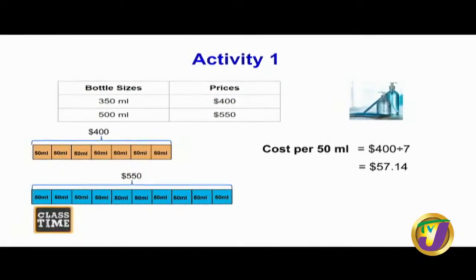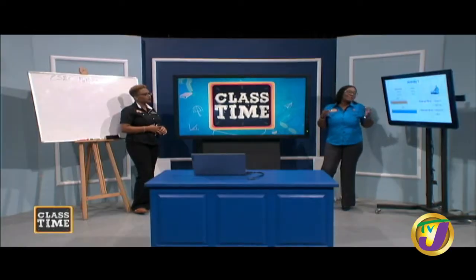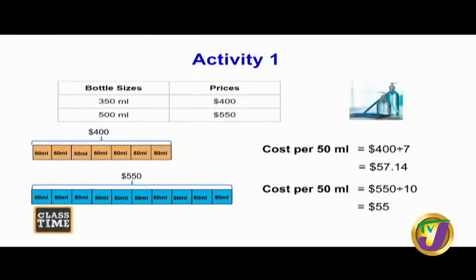Now let's do the same for the next bottle. So this $550 is now being divided into 10 equal parts. Let's see what that gives us. $55. So each 50 milliliters, if we were to share it up now, would cost me $55 from the 500 ml bottle. Let's look now. So if I'm paying $57.14 for 50 ml from the 350 ml bottle, that's bottle A.